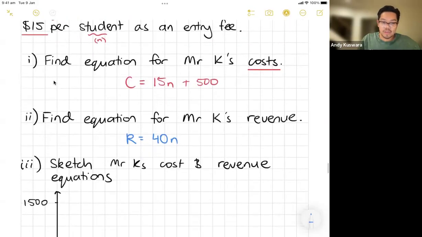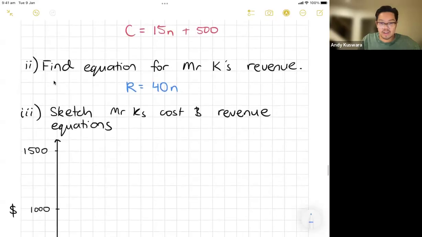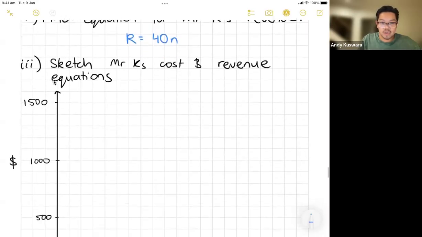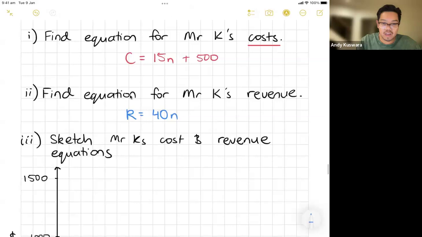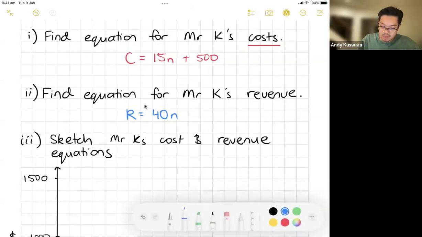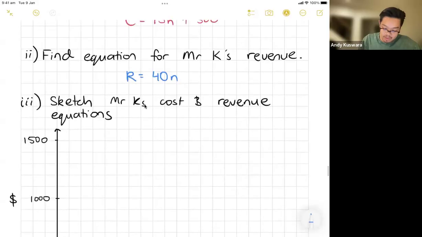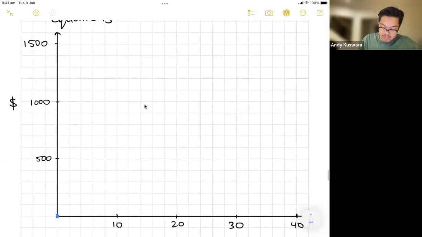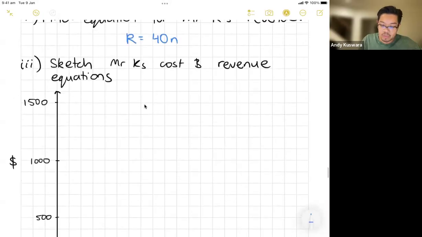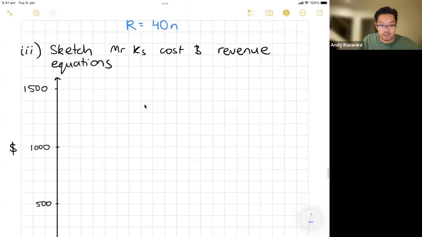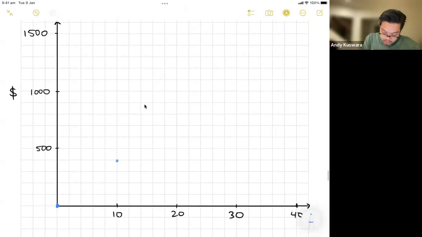Now, part three is sketch Mr. K's cost and revenue equations. So cost and revenue is kind of to do with money. Let's start with the easier one. Looks like R equals 40N. So let's start with our revenue. If there are 0 students, I can see here that I'm going to make $0. However, if I'm talking about 10 students, I will be making 400, right? Because 40 times 10, which is my number of students, will give me 400. So at 10, it's going to be 400.